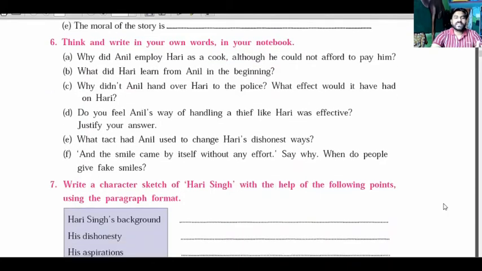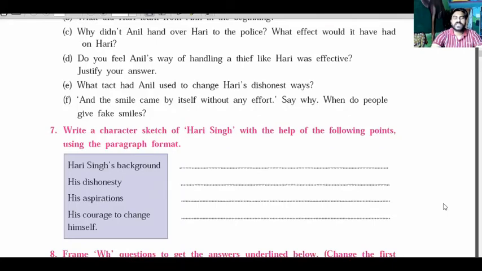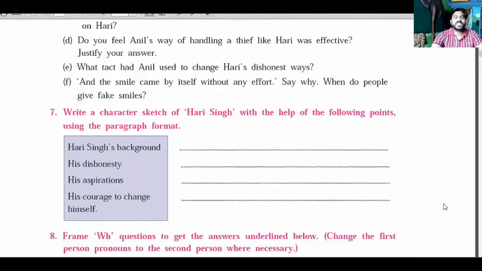Then here is again the seventh: write a character sketch of Hari Singh with the help of the following points using the paragraph format. So use this format and sketch the character of Hari Singh. Sketch the character means don't draw his character on the drawing page. It means you tell everything which is given in the paragraph. According to the paragraph, you write the features or the information about Hari Singh.